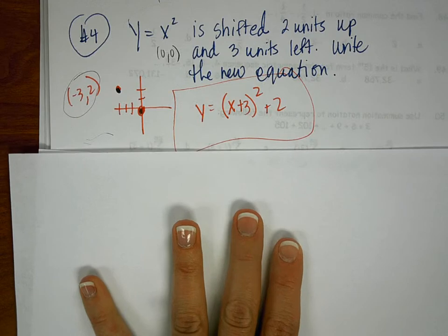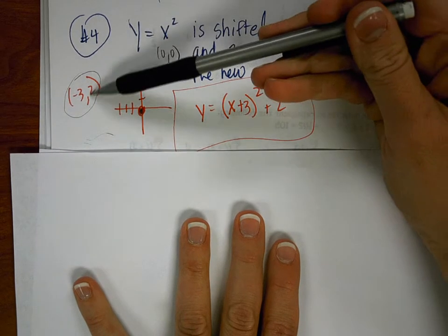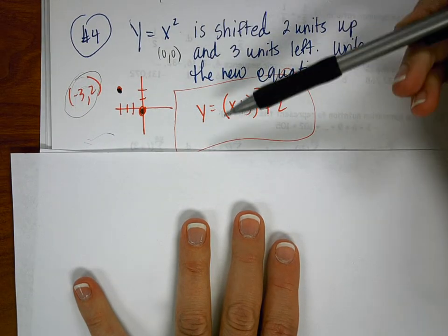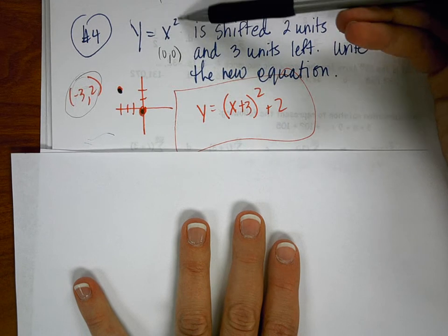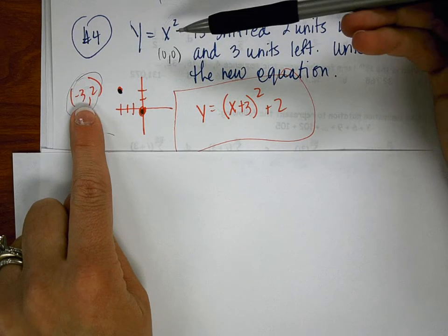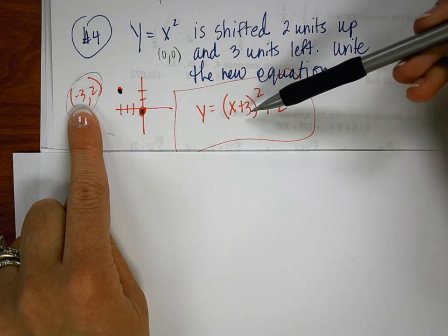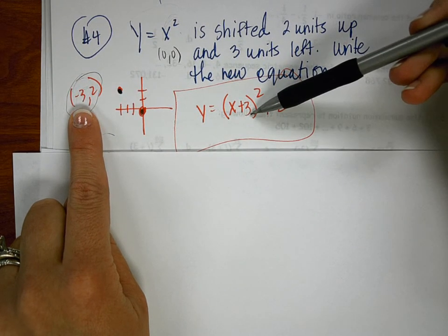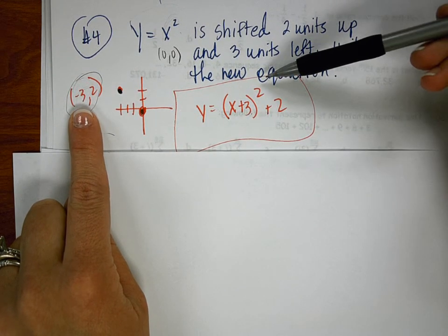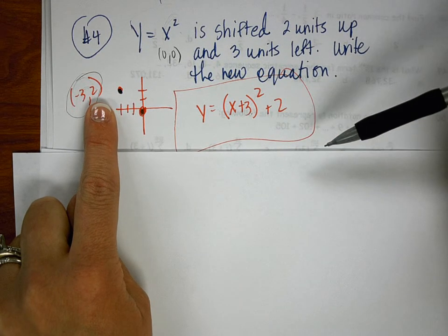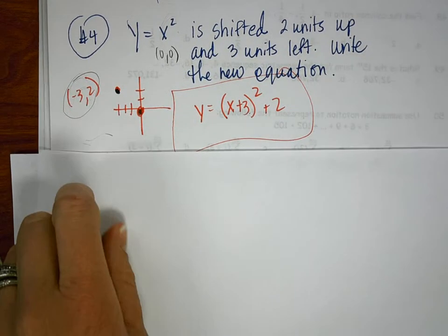So now what we're doing is we're taking this information and we're plugging it into this equation. So I have y equals, but I don't have x squared anymore because my x value is actually -3. So remember, when you put it into the parentheses, it's the opposite. So it'll be x plus 3 squared. And then your y value at the end is not in a parentheses, so it stays the same. So it's plus 2. Questions?